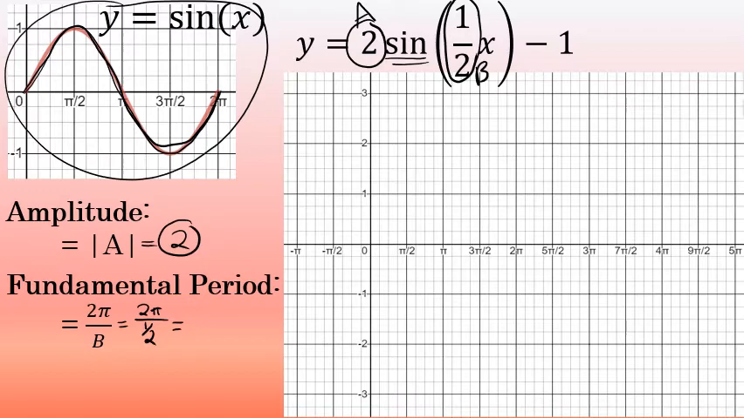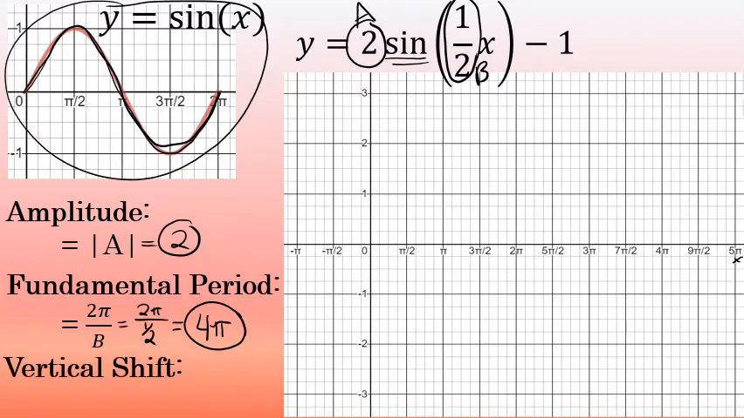And 2 pi divided by 1/2, 2 pi divided by a fraction, is the same thing as 2 pi times the reciprocal of the fraction, 2 pi times 2, which is 4 pi. So the fundamental period of this wave will be 4 pi radians. It will take 4 pi units along the x-axis to complete one cycle of this graph.